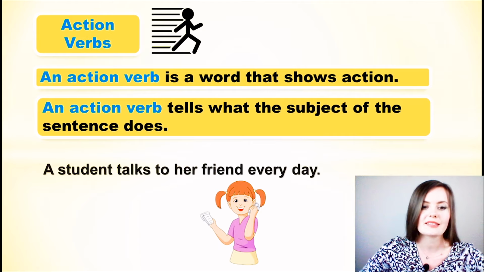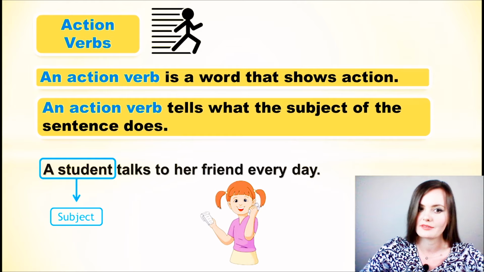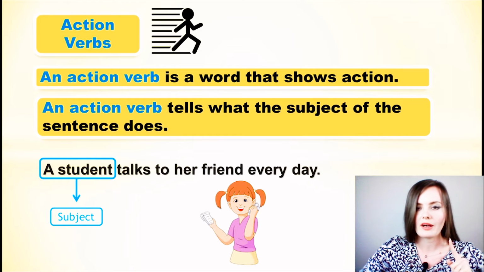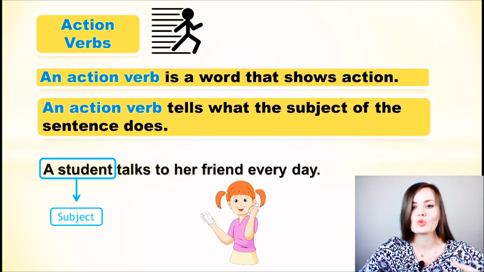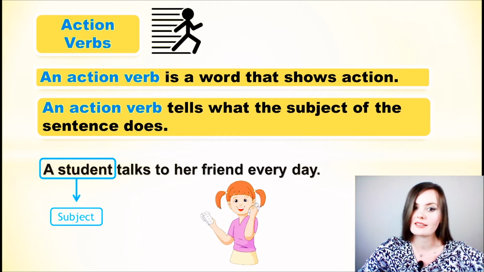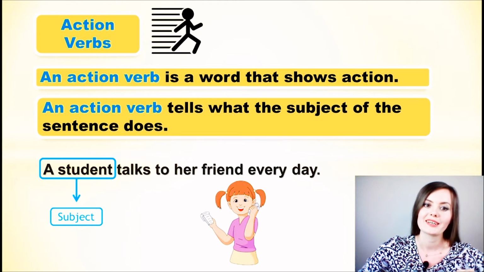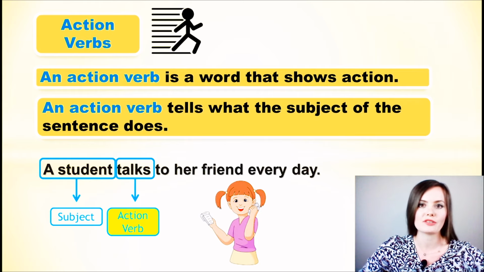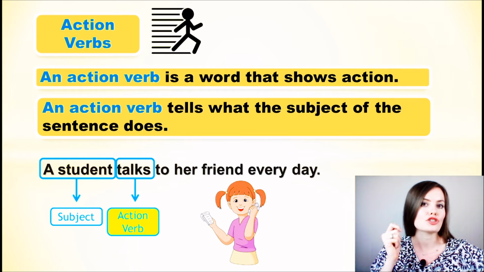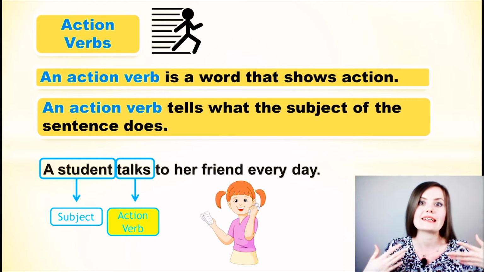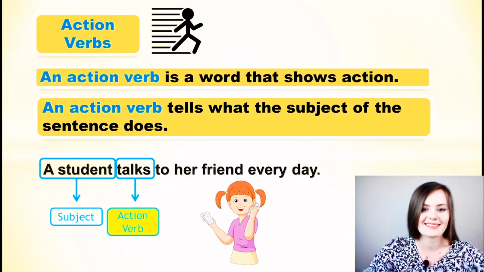So, in this sentence, a student is a subject. And now, after we found a subject, we need to find what a student does. Because an action verb, we have just read, tells what the subject of the sentence does. So what does a student do? Yes, you're right, she talks. So talks is an action verb. This is her action, she talks. So talks is an action verb in this sentence.